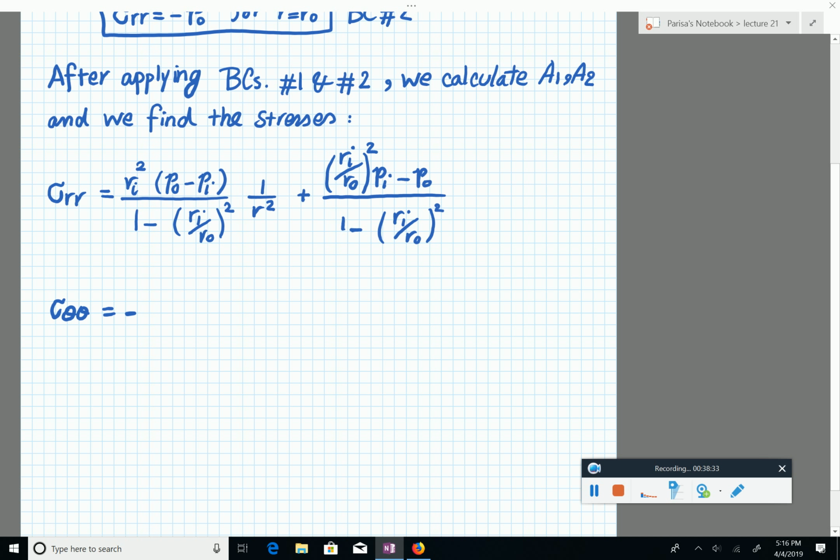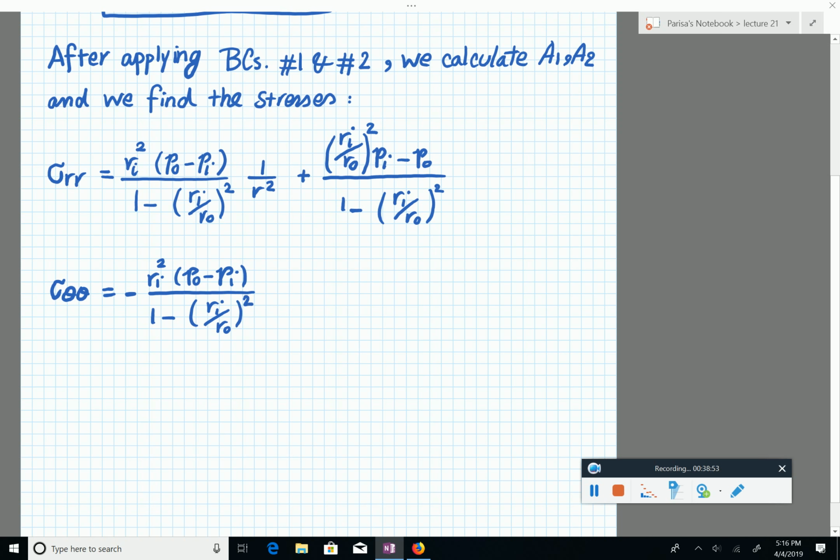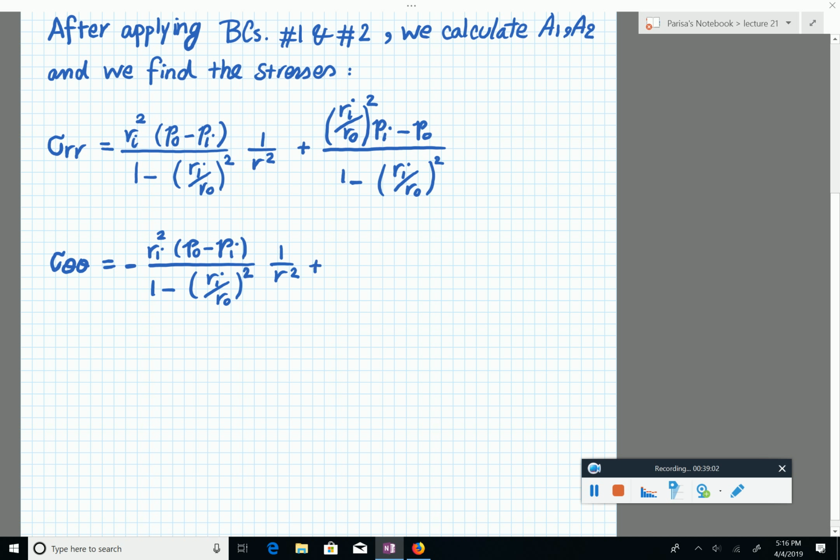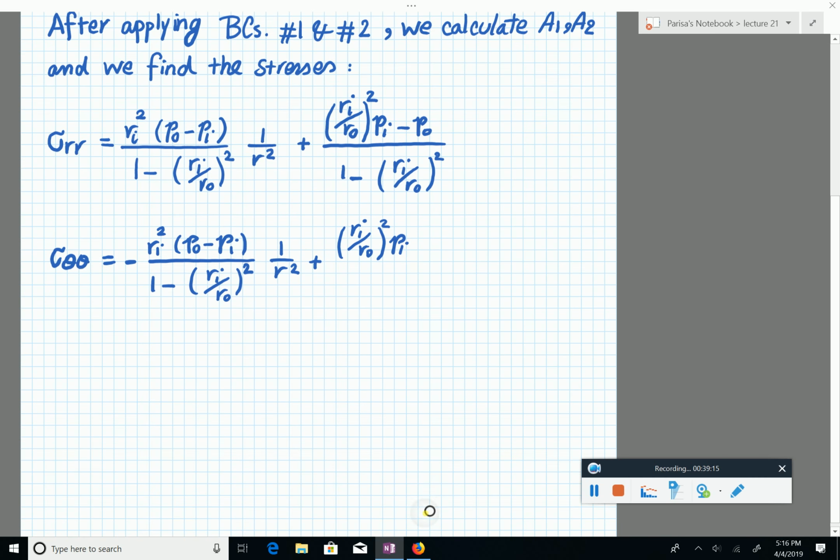And then sigma theta theta is negative Ri squared, P naught minus Pi, over 1 minus Ri over R naught squared, plus Pi again minus P naught, over 1 minus ri over r naught squared.